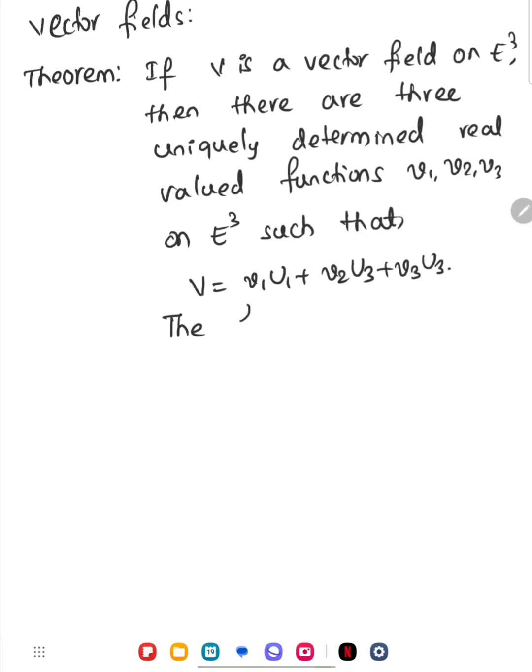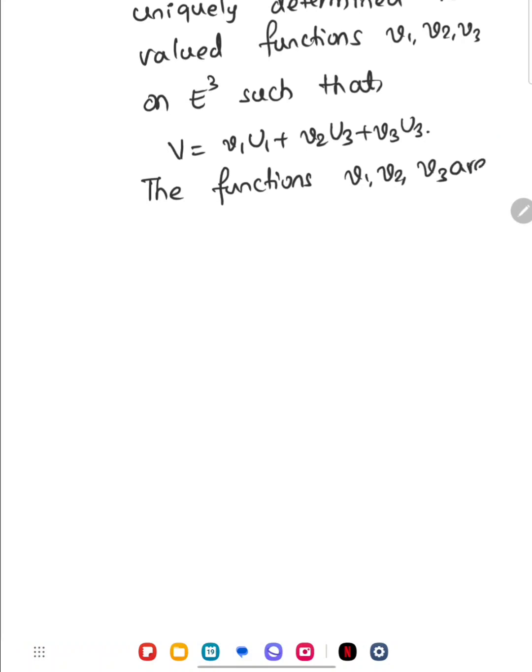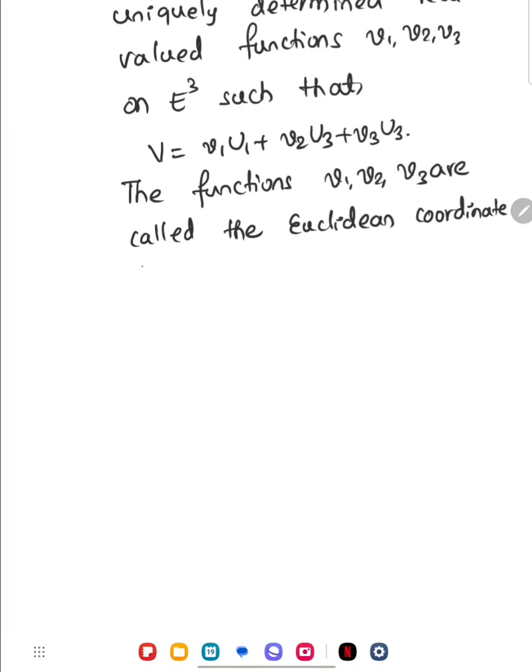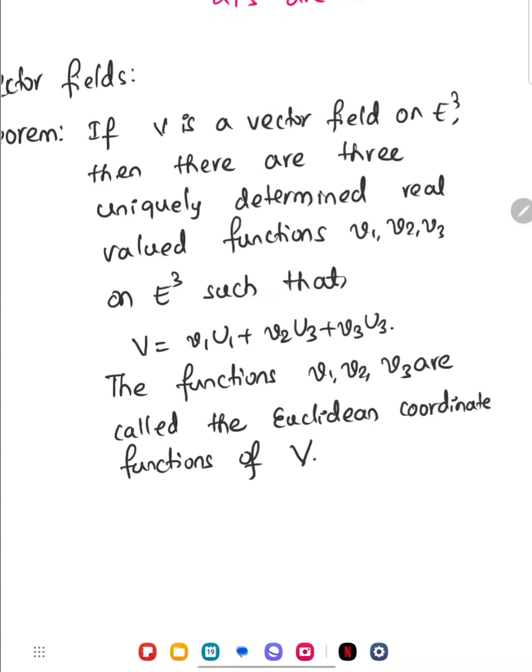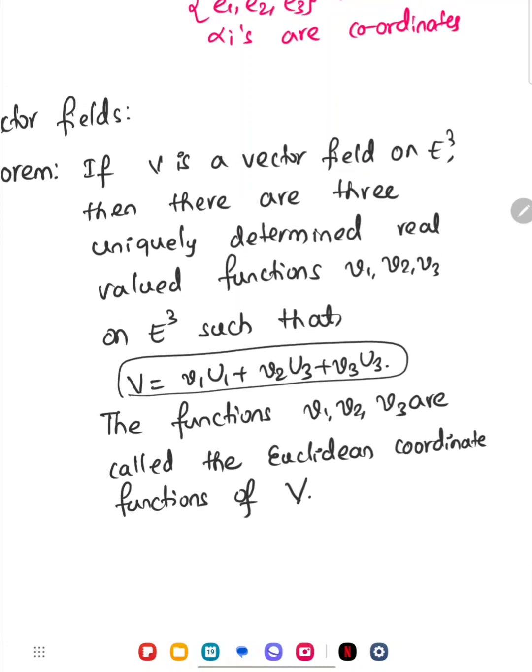Here the functions V1, V2, V3 are called the Euclidean coordinate functions, the coordinate functions of the vector field V. This can be compared with the linear combination of the standard basis. It looks similar, but in place of E1, E2, E3 we have the natural frame fields U1, U2, U3, and in place of alpha 1, alpha 2, alpha 3 we have V1, V2, V3. Here these are the Euclidean coordinate functions.